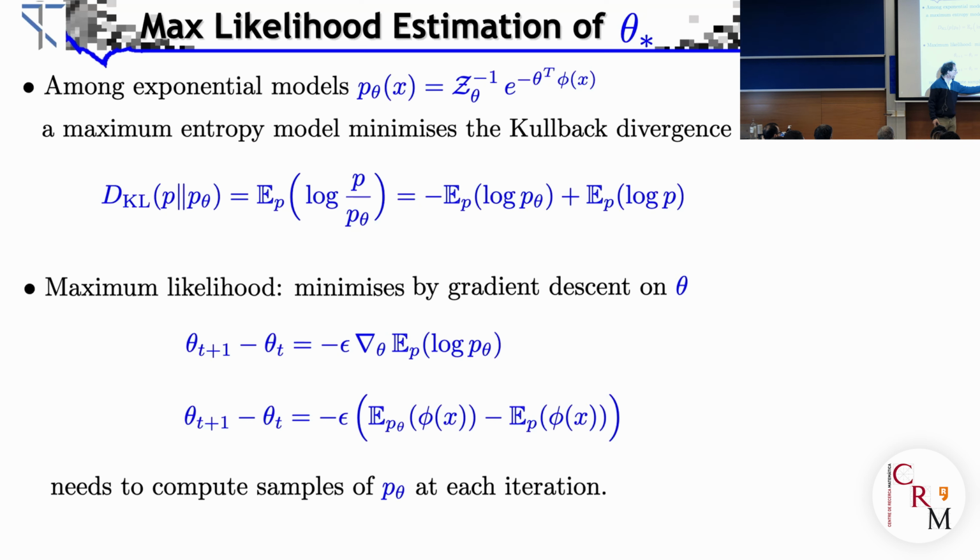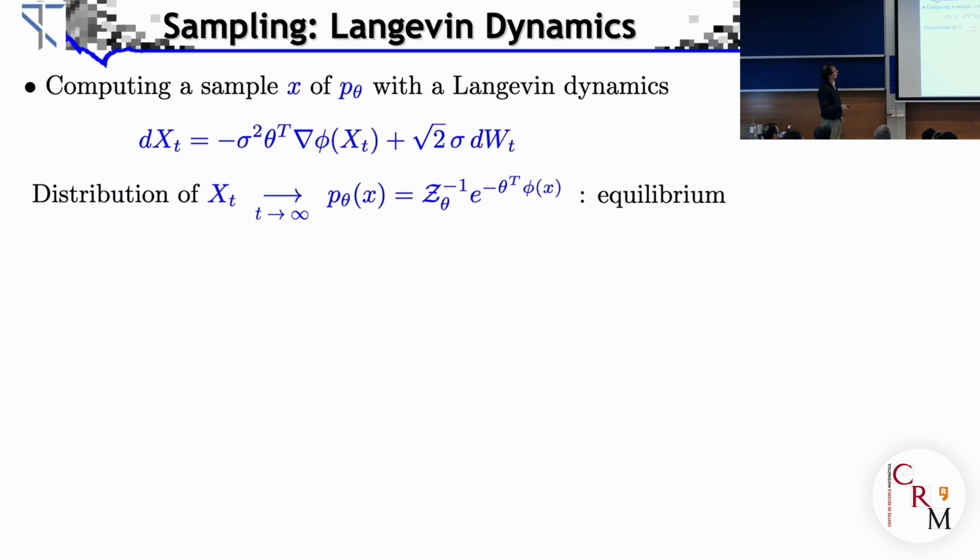This means that at each iteration of theta, you need to sample P theta, which requires a lot of computation. So you are back to this problem that Johan mentioned yesterday. The key difficulty there is to sample a probability distribution P theta, which has such an exponential distribution. The way to do it was also mentioned by Johan yesterday. One simple way is to do a Langevin dynamics.